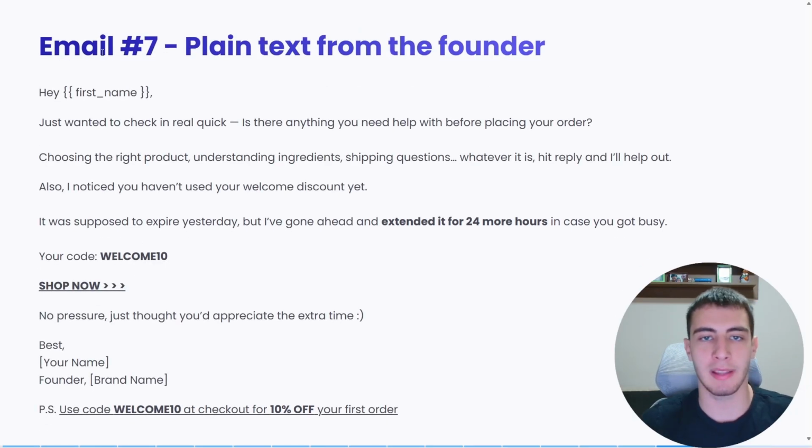Email 7 is going to be plain text from the founder. So I just gave you a template here that you can use. Obviously, you're going to adjust it based on your brand voice, whatever, but I'm just going to give you a framework to follow. So: hey, first name, just wanted to check in real quick. Is there anything you need help with before placing an order? This is for the people who, after I've sent you 7 emails over 10 days, still haven't bought. I'm just going to be like, hey, is everything okay?